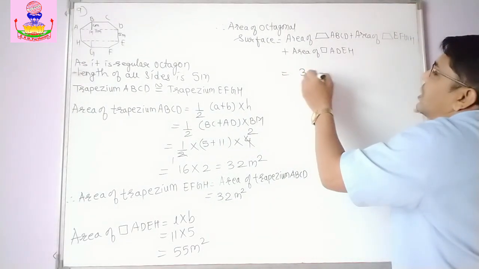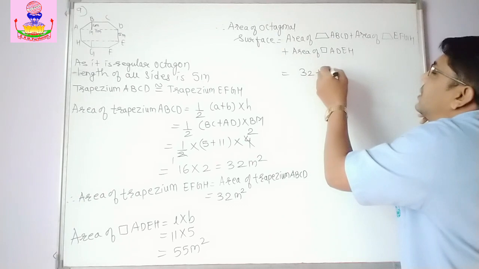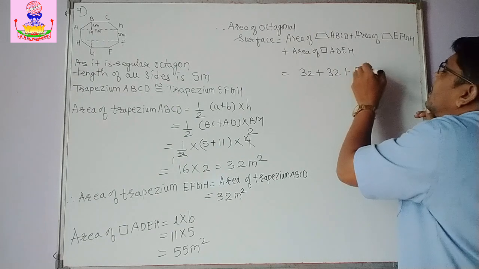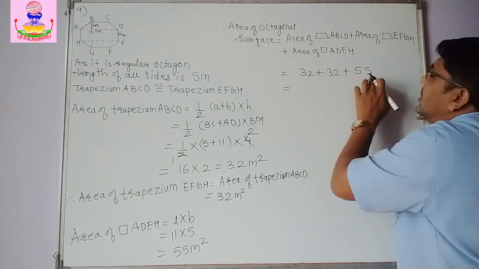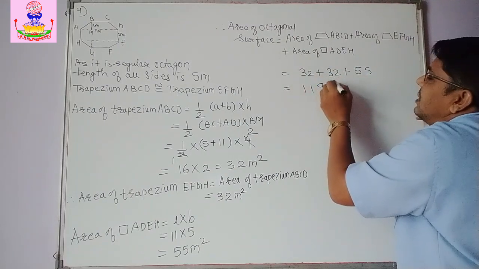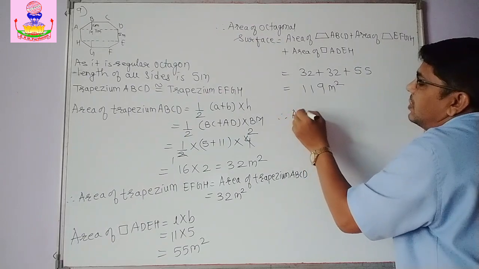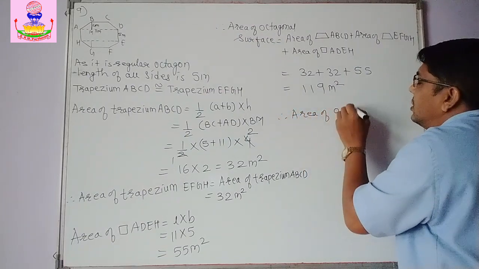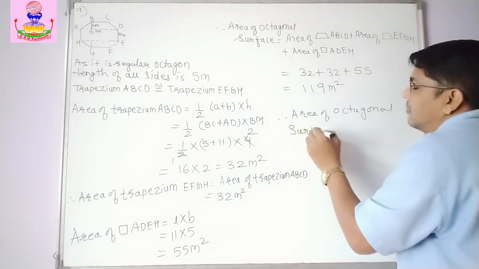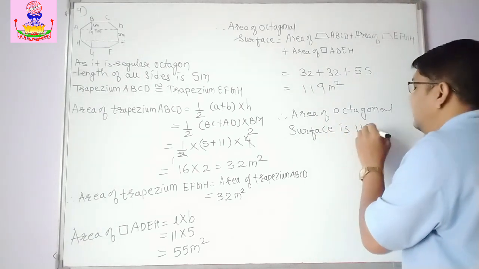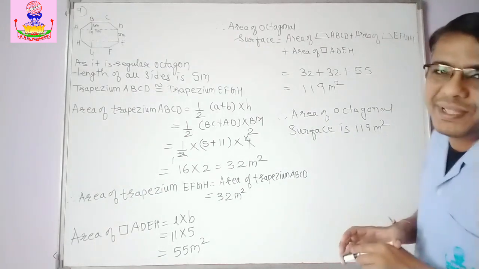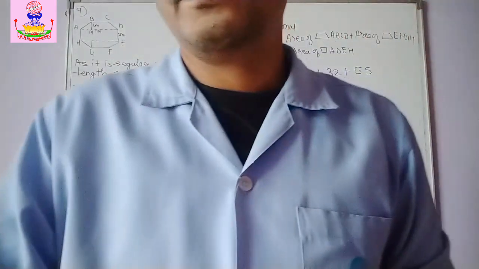Okay, now area of trapezium ABCD 32, area of trapezium EFGH 32, and area of ADEH 55. So add them. 2 plus 2 4 plus 5 9, 3 plus 3 6 plus 5 11. So 119 meters square. So final statement, area of octagonal surface is 119 meter square. Okay, so 10th example.